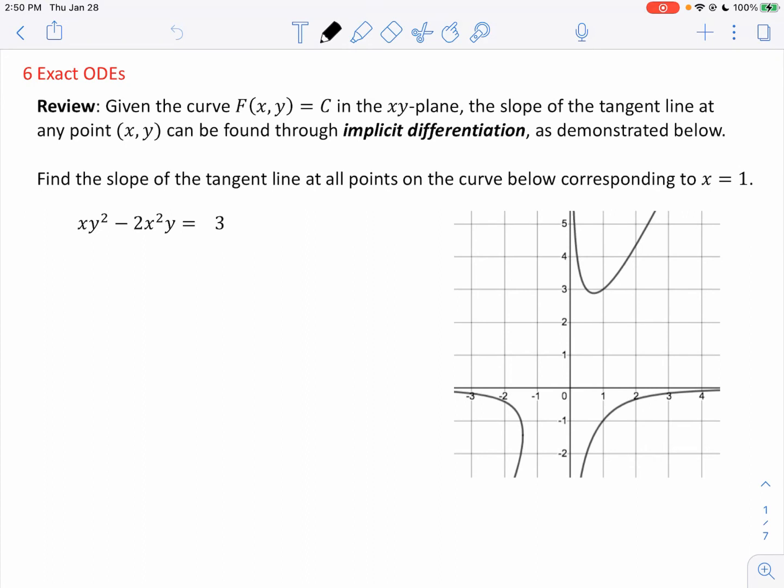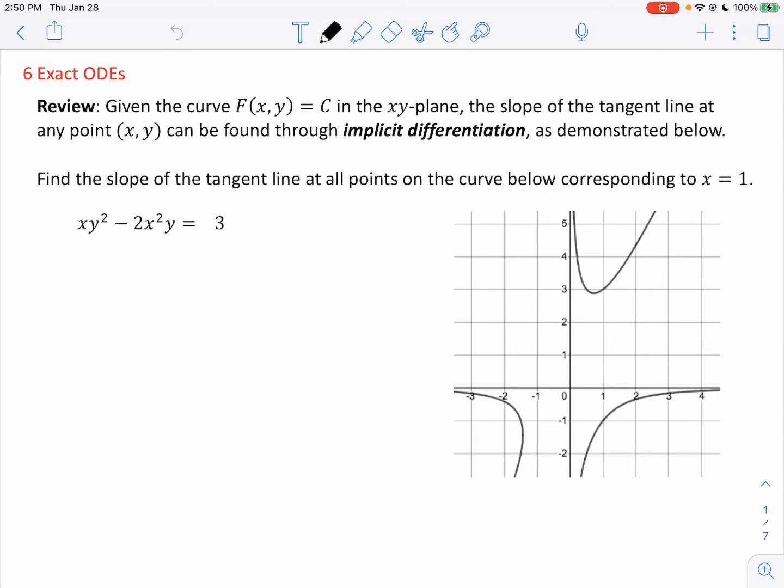Given the curve capital F of x comma y is equal to c in the xy plane, the slope of the tangent line at any point xy can be found through implicit differentiation as demonstrated below. Now this was a topic that should have been covered in a Calc 1 course.